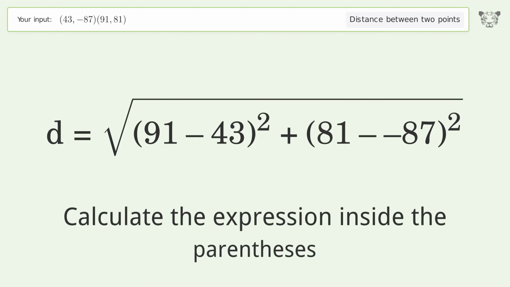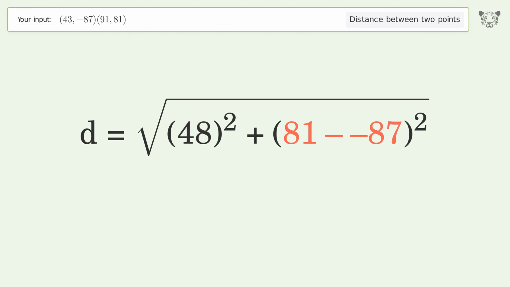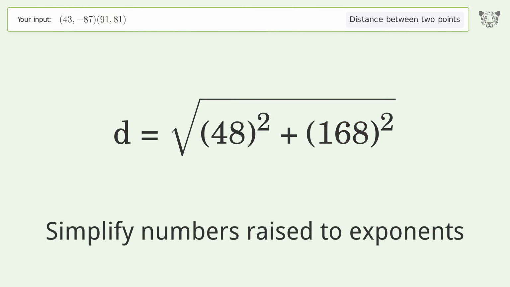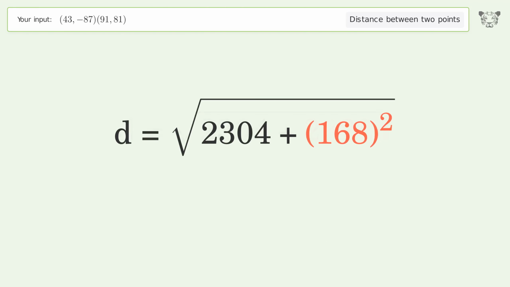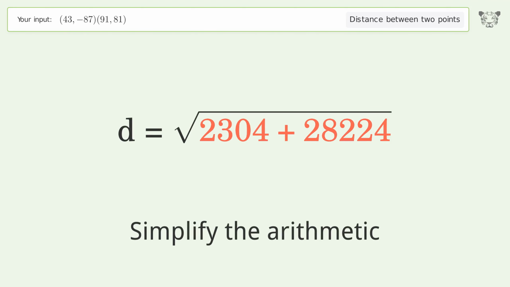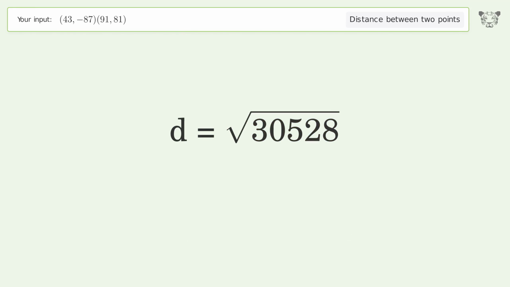Calculate the expression inside the parentheses. Simplify numbers raised to exponents. Simplify the arithmetic. And so the distance between the 2 points is the square root of 30,528, or 174.723.